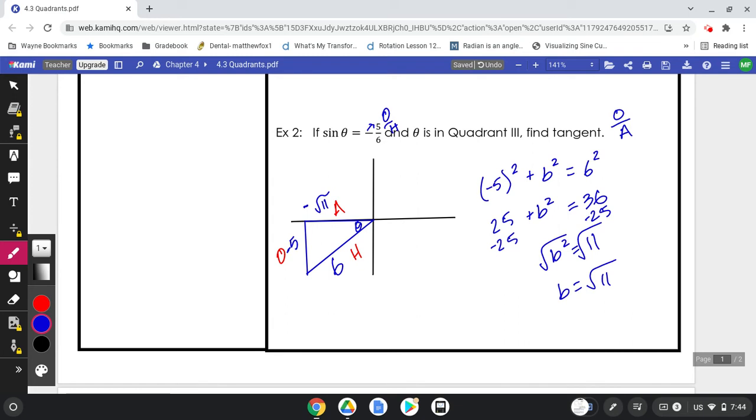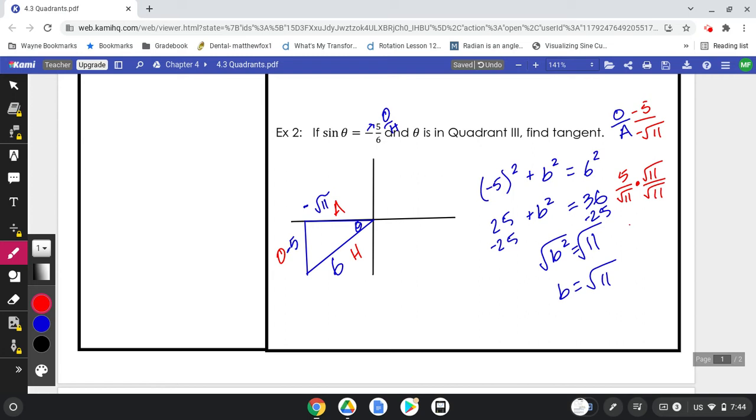Okay, so now O over A, I'm going to do this in red. We would write our answer, so that's -5 over negative square root of 11. If we reduce that, the negatives cancel, so 5 over square root of 11. We can't leave a square root on the bottom. We need to rationalize the denominator. We can do that by multiplying by whatever that square root is on the bottom.